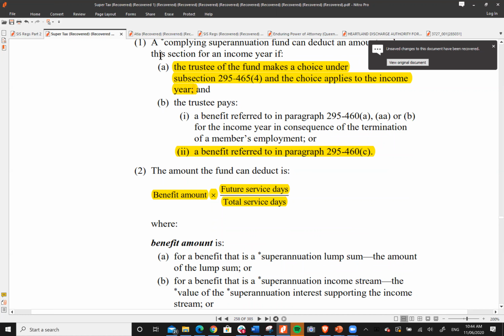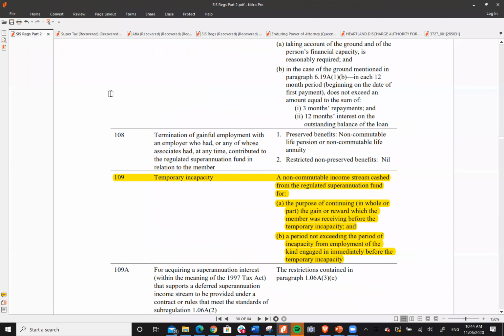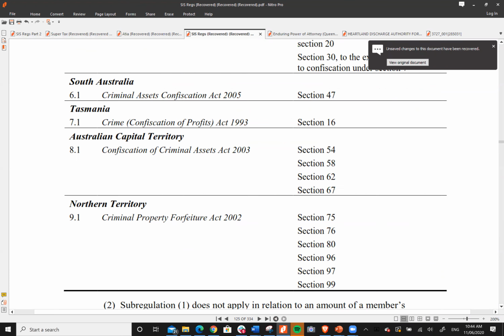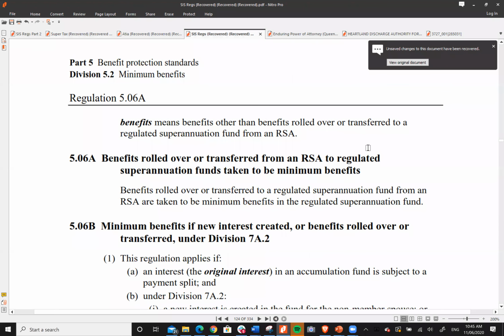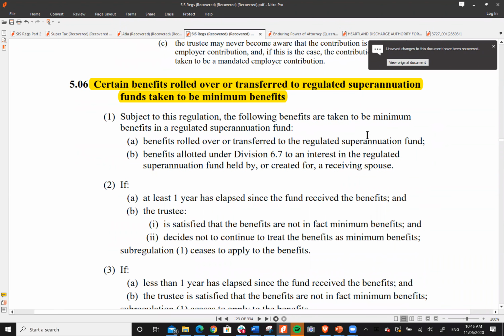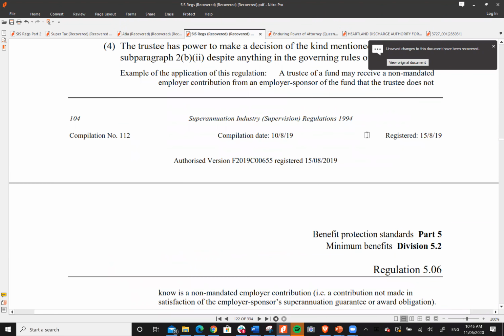What I need to do now is go back to the SIS Regs quickly, because when we have a look at it, she's only got $20,000 and that's not going to last a long time. So this is the regs part 2. I want to go to the regs part 1. I'll go back to the earlier section, and you'll see here when we have a look at minimum benefits.